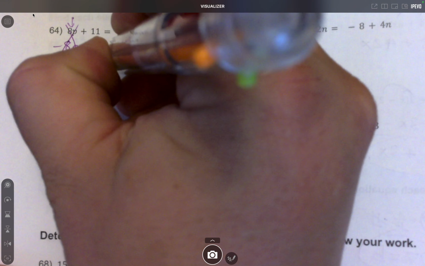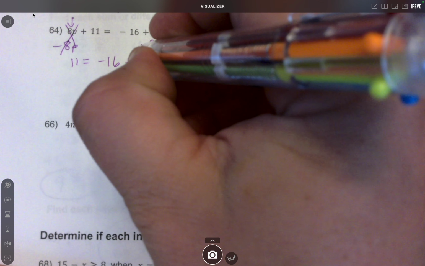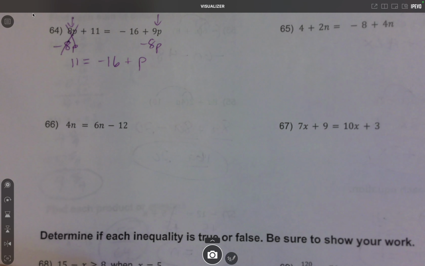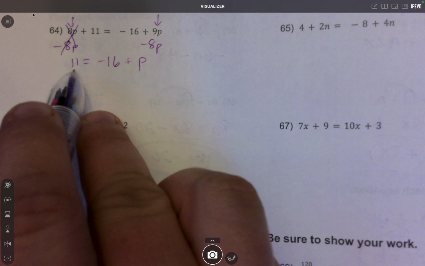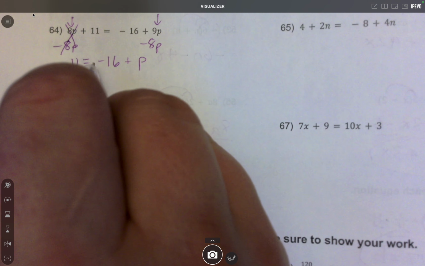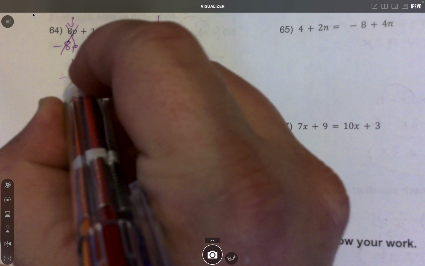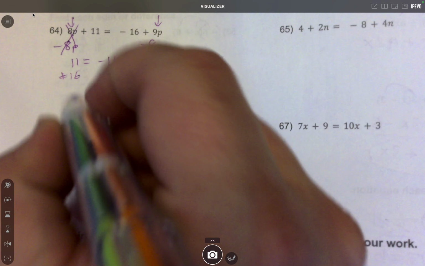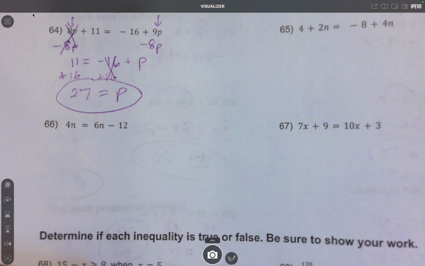So that cancels out the 8p's. And then 9p minus 8p leaves us 1p. If you want to write the 1, you can, but you don't have to. Now, just like I wanted to combine the variables together, I also want to combine the constants, the numbers without variables together. So I want to get p by itself. So I want to get rid of this negative 16. So I look in front, that's a negative. So I add 16 to both sides. 11 plus 16 is 27. All that's left over here is the p. So we have our answer.